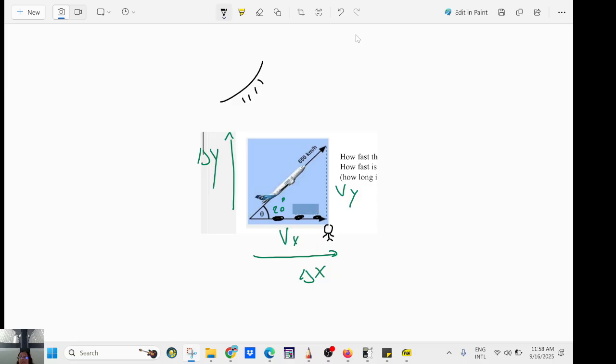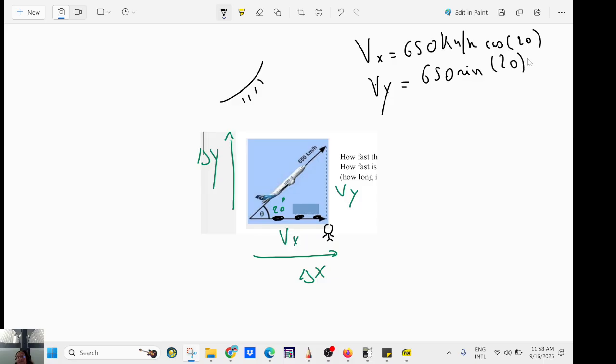It's easy, right? So for the x component, I'm going to use 650. And then what? Cosine. So if it's in the first quadrant, I don't have to worry, right? 650 cosine 20. And the y component will be 650 sine 20. Okay?